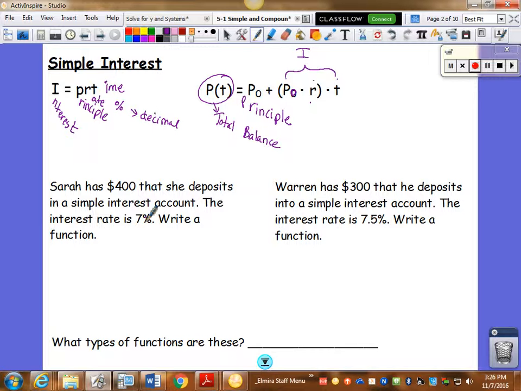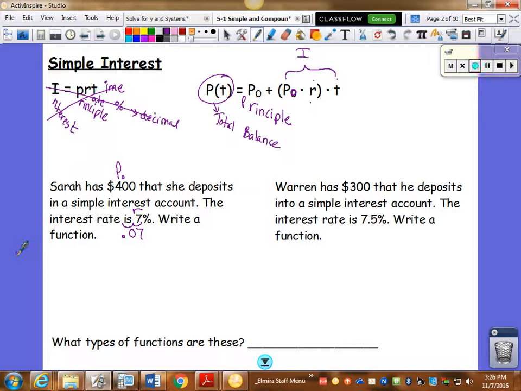Alright, we're not going to be using that formula at all, but I put it in the notes and in the video because it's something you've seen before. Sarah has $400 that she deposits in a simple interest account. So $400 is my P sub 0. The interest rate is 7%. That's my R. However, I have to convert that to a decimal by moving the decimal point over 2 times. We do not use percents in mathematical formulas.